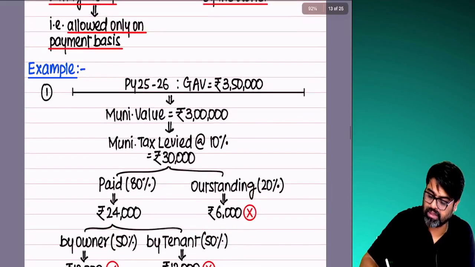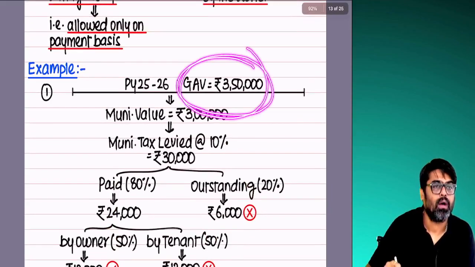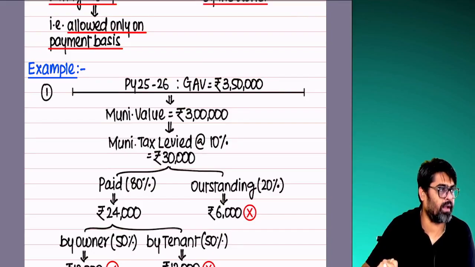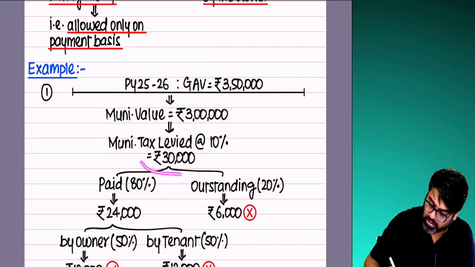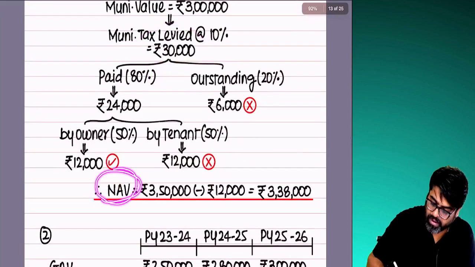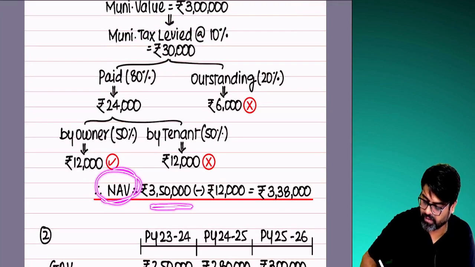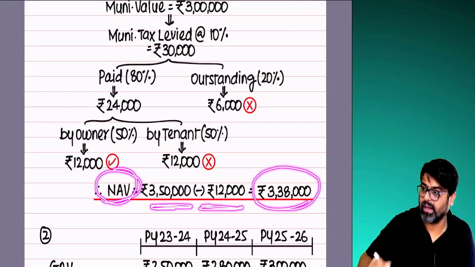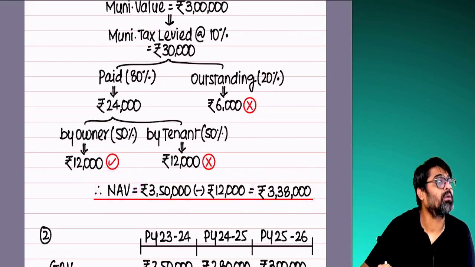So what was your GAV for this year? Out of this, how much municipal tax deduction will you take? You will take the entire 30,000 or you will take only 12,000? So what will become your NAV? 3,50,000 minus 12,000, so 3,38,000 will become your NAV.